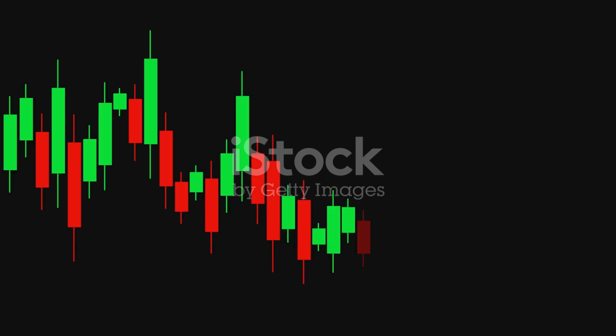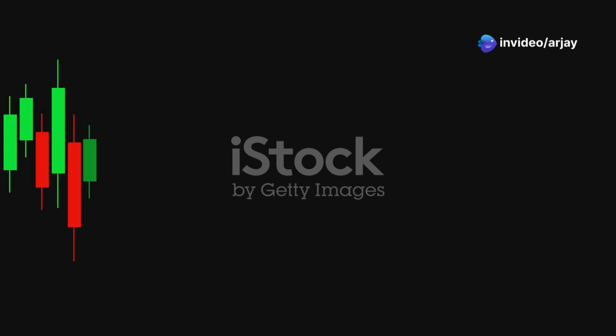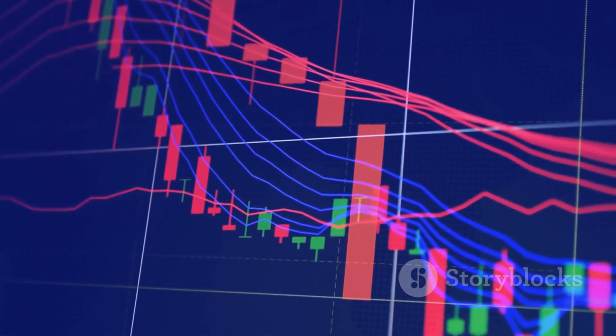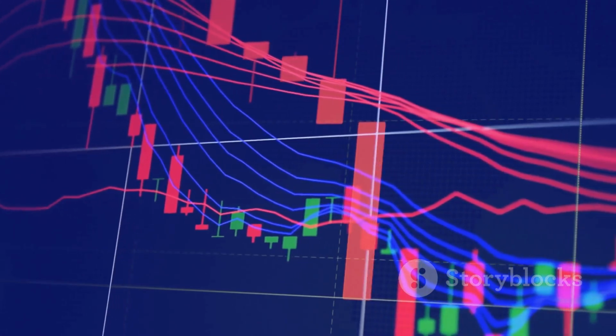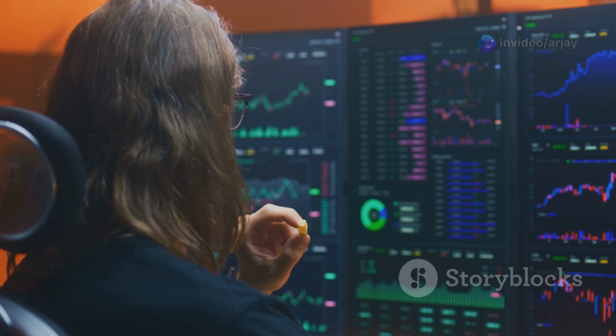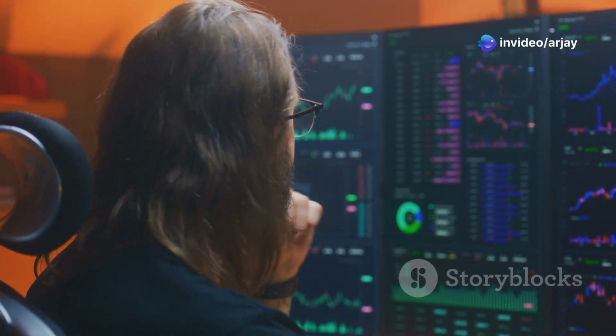Simple. If the candle's green, the price closed higher than it opened. That's bullish. Buyers are in control. A strong green candle often means momentum is building upward. If it's red, the price closed lower. That's bearish. Sellers are winning. A big red candle can signal panic or heavy selling pressure. But here's where it gets interesting. Candlesticks don't just show you what happened. They hint at what might happen next.